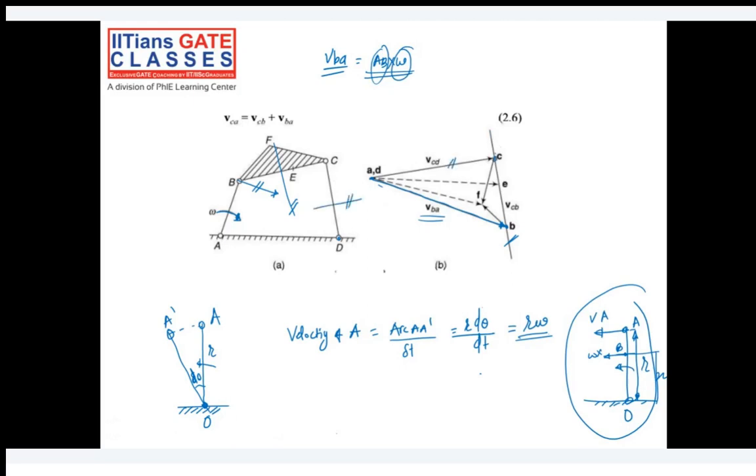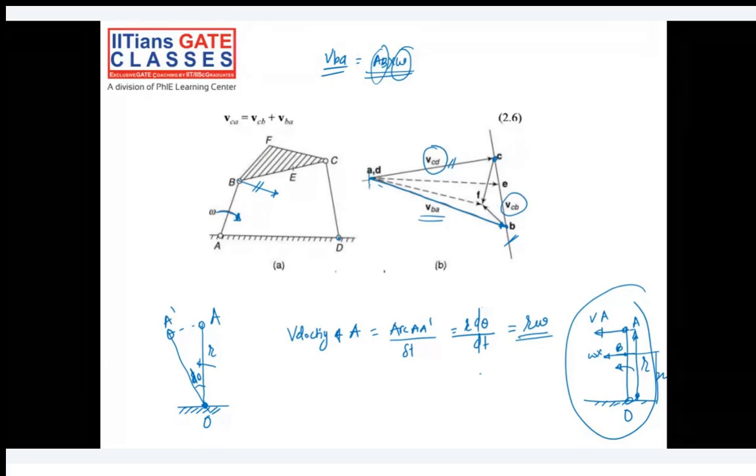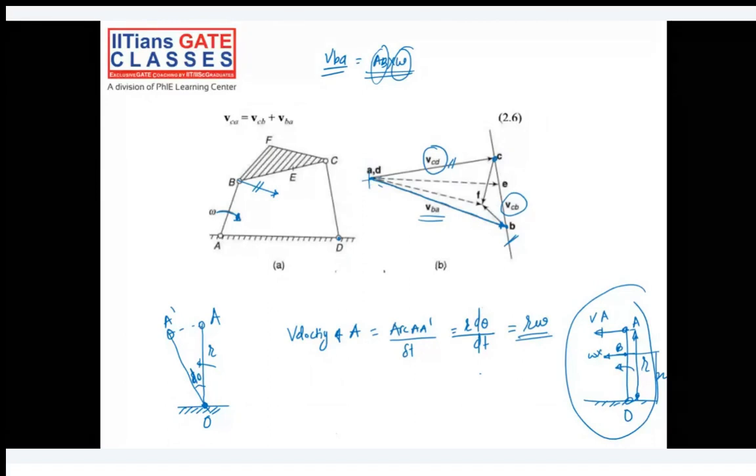Is it clear till this? Any doubt? Forget about point F. I'm just trying to explain about B, C and D. We are not including F here, just points A, B, C, D. Are you following till this?